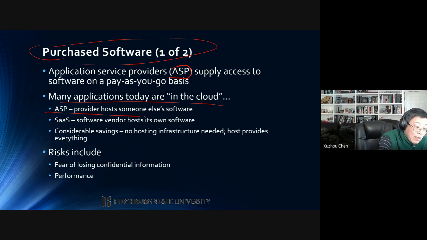So ASP is a kind of company that provides some kind of software service. It's a provider that hosts someone else's software, so they provide a service that everyone can access. And there are also some other companies called SaaS. It's a software vendor that hosts their own software.